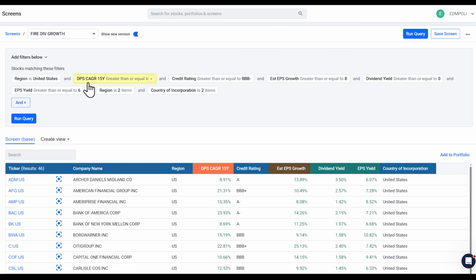And then I looked for dividend per share compound annual growth rate greater than 8%. Okay, so I was looking for good dividend growth. And then I wanted high quality companies, so I chose credit ratings of BBB minus or better. And then I wanted companies that had estimated earnings growth equal to or greater than 8%, staying consistent there. Now I could change these variables.